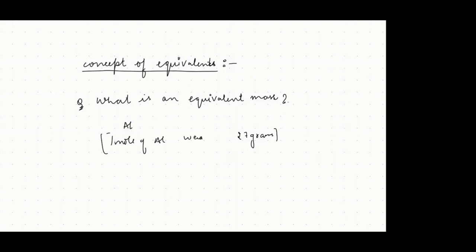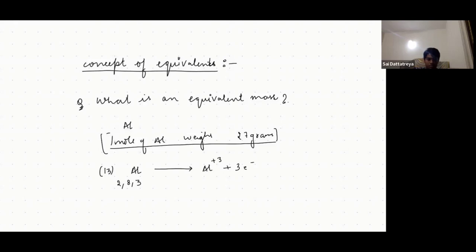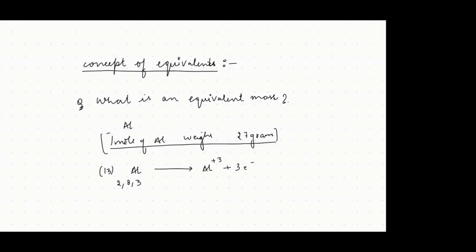When 1 mole of aluminium weighs 27 grams, it is very simple that we know that aluminium releases 3 electrons, because if it ionizes, its atomic number is 13 and its configuration is 2, 8, 3. So what will aluminium do? Aluminium will form Al plus 3 and will lose 3 electrons. Am I right? Yes.